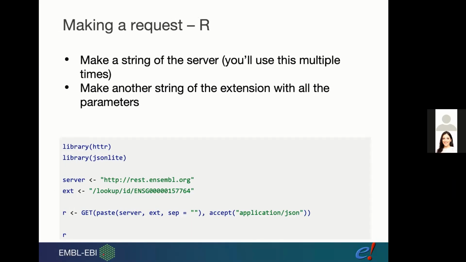So we now know that our server will be stored under the server object, and then we're defining another object which we call extension, where we're going to have the rest of our URL, so basically our endpoint. And then we are making our call within a script using this get function from the HTTR library, which was predefined, so we don't have to worry about it. So what we are doing is pasting our server and extension strings separated by nothing. So we're basically feeding in our URL.